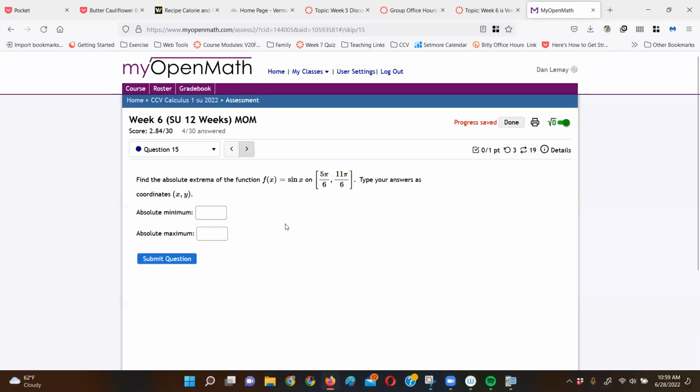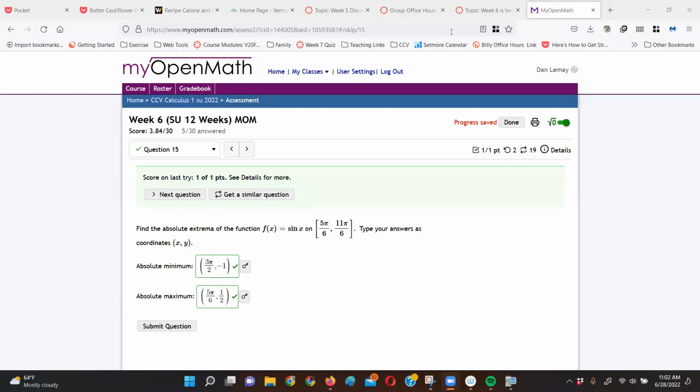Okay, 15. Here we go. Find the absolute extrema of sine x on that closed interval. Okay, you see, I've already answered this question. I'm learning my mistakes. I gotta do this work ahead of time before I try posting the answer. So I'm gonna take the derivative. It'll make for a shorter video. So I gotta take the derivative.